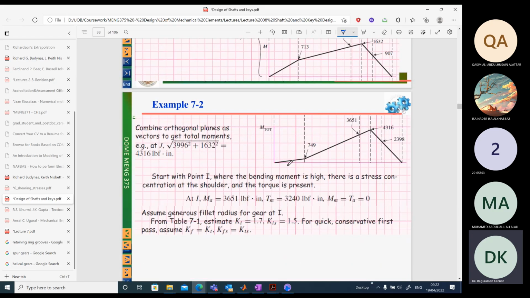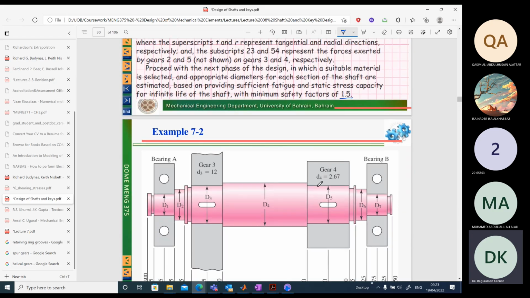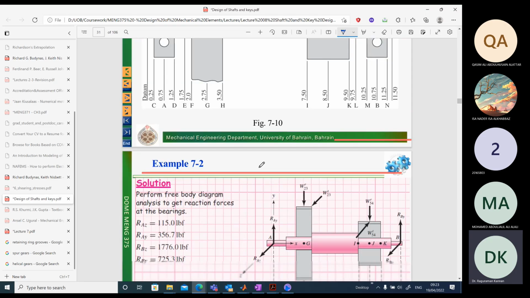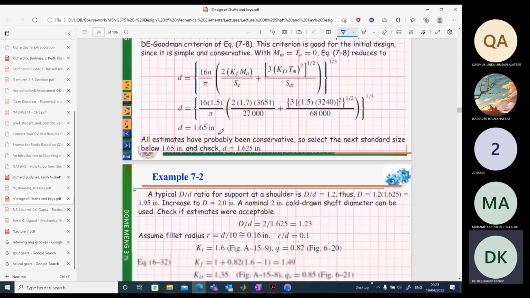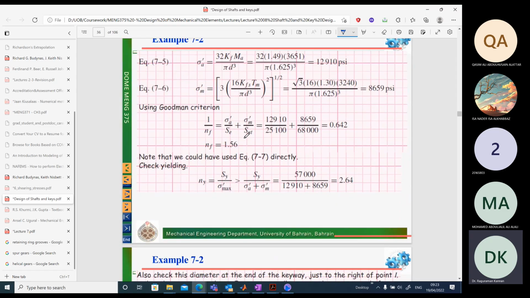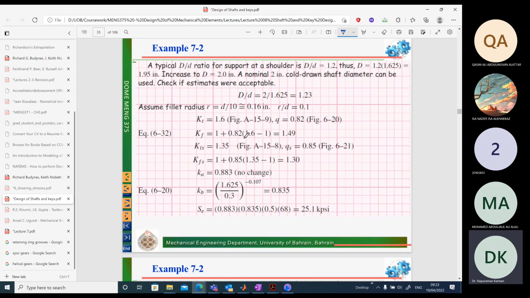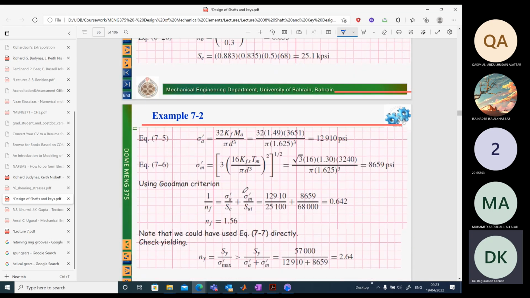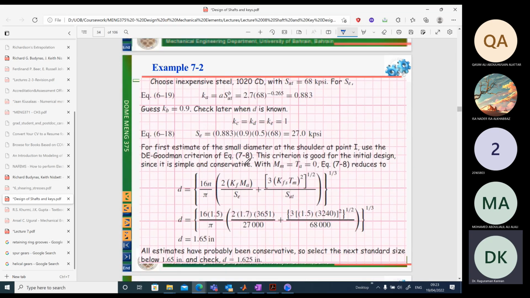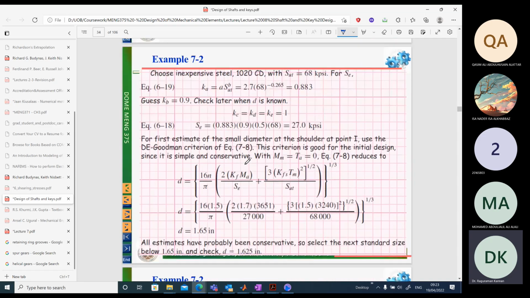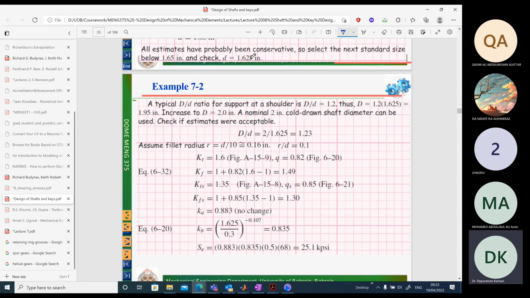Okay. Now, before we go there, which is the diameter? He has calculated D5. So this is the diameter he has calculated. Okay, 1.65. He has assumed 1.625. Now he is calculating the ratios, D over d, R over d, and all the other ratios. He evaluates what is the fillet radius.